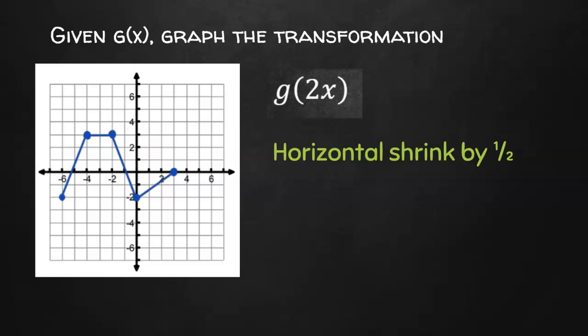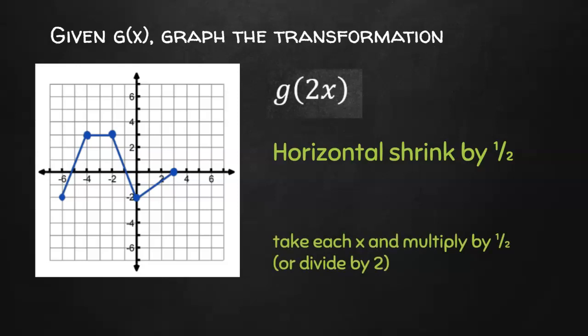So every single one of those points you see are going to be like an accordion, and they are going to smush inward. So as you can think about this, you're going to take every single x and you're going to multiply by 1/2, which is the same thing as dividing by 2.